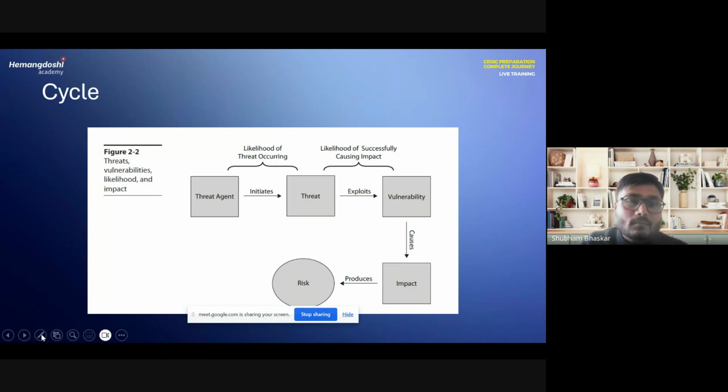Now, what is important here for you to understand is the likelihood. How likely is the thief to steal from the house, right? So if they steal, this is the likelihood of threat occurring, and this is the likelihood of successfully causing impact, right? And this in turn causes impact. So likelihood into impact is basically what is called risk.